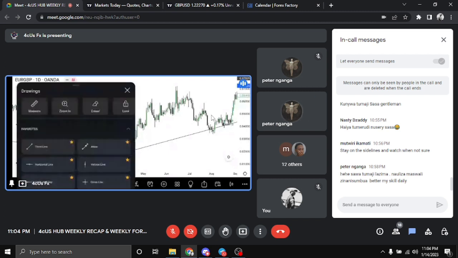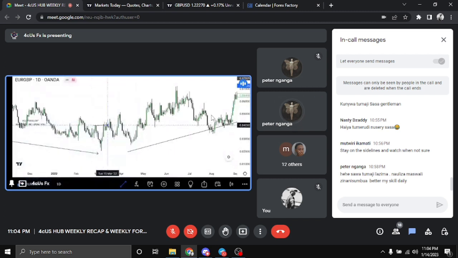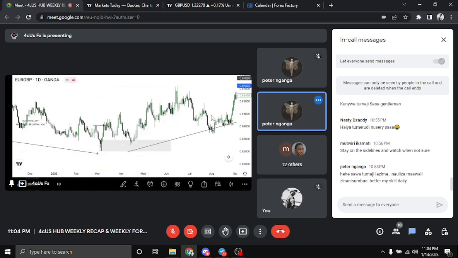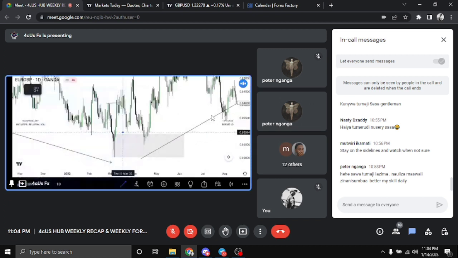So where is our choke, or our market structure shift? It is here. What demand created that? Which demand created this market structure shift? It is the demand here. Then we have liquidity here that needs to be taken.